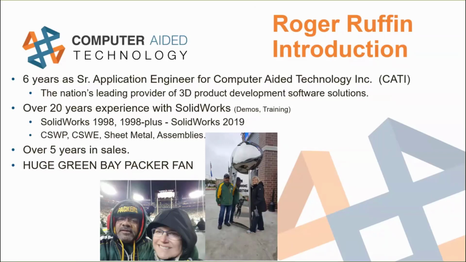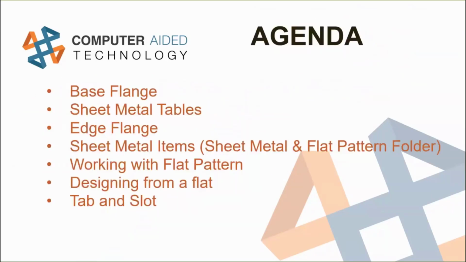So with that being said, let's go ahead and take a look at the agenda here, guys. We're going to be looking at the base flange, and from there we're going to talk about the tables. There's some default tables that you guys can go in there and modify to your process. From there we'll go ahead and add some edge flanges, and then we'll look at the sheet metal items or features. So once we create that base flange, we're going to have this sheet metal folder, the flat pattern folder, and so forth, and I'll show you that.